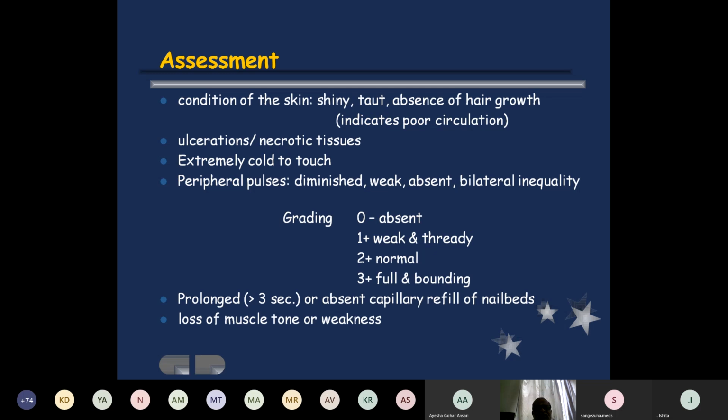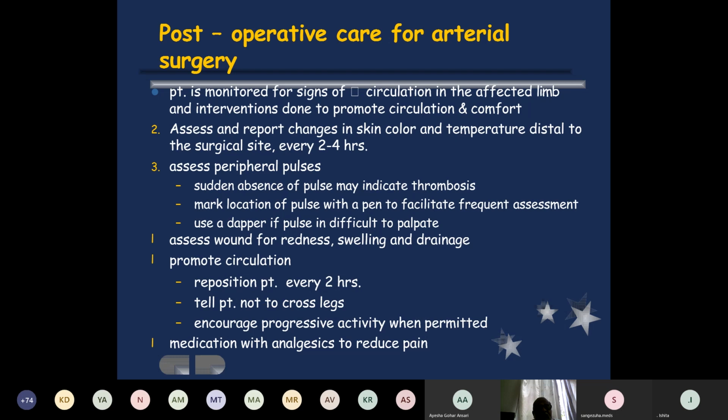Assessment: the condition of the skin, if shiny, taut, with absence of hair growth, indicates poor circulation, and these are signs of pre-gangrenous status. Ulceration, necrotic tissue, extremely cold to touch, peripheral pulses diminished, weak, absent, bilateral inequality, and they are graded as 0, 1, 2, 3 according to the character of the pulse.